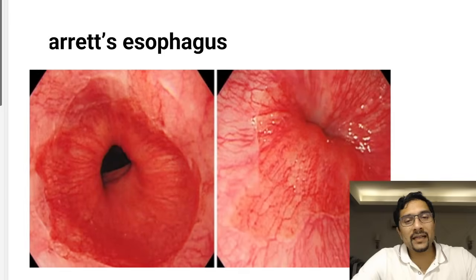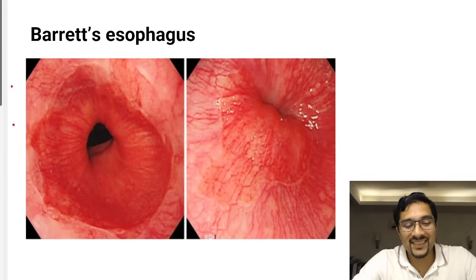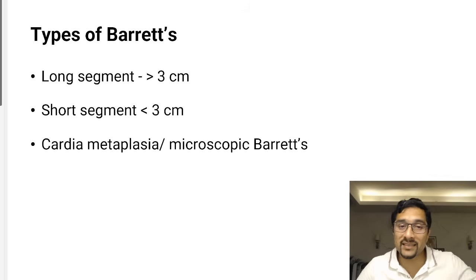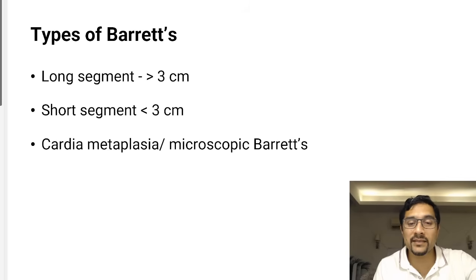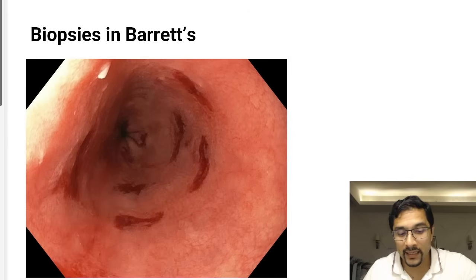Now we know in Barrett's you get red velvety mucosa, and this is specialized intestinal metaplasia. There are 3 types of Barrett's: long segment is more than 3 cm, short segment is less than 3 cm, and cardia metaplasia is microscopic Barrett's. These patients might be asymptomatic or they might exhibit features of GERD, and the only way to confirm the diagnosis is to take an endoscopic biopsy, and we take multiple biopsies in Barrett's to confirm the diagnosis.